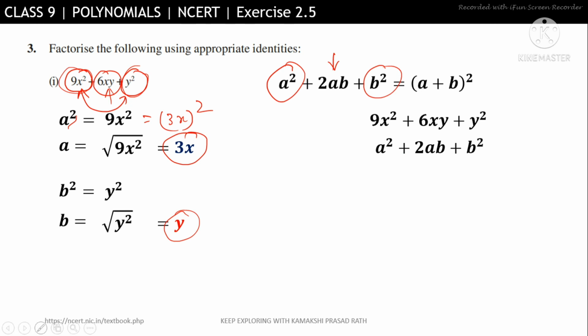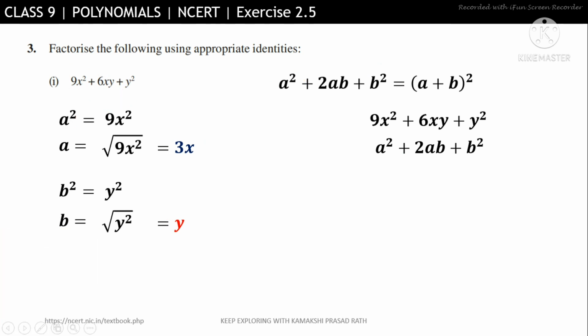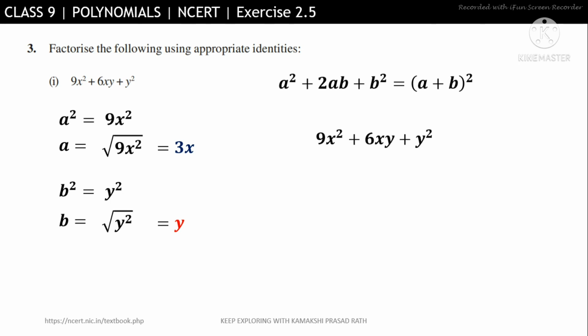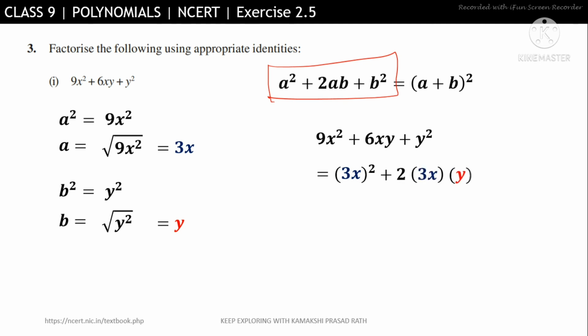Now the thing to say is how we use it. So our question is 9x squared plus 6xy plus y squared. Now this 9x squared, we will write it as (3x) whole squared. So (3x) whole squared is 9x squared. Then here we have to just bring this question to this identity. So first one square we have got. Next middle term, 2 into a into b.